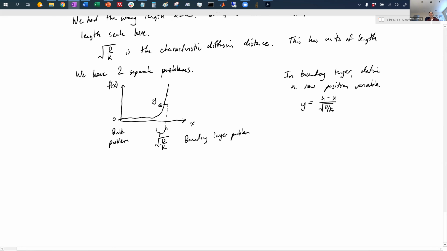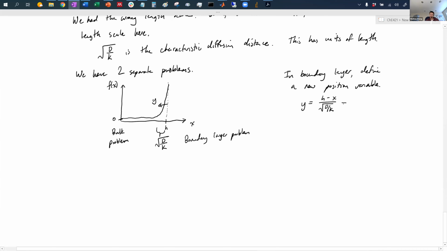You guys see what I did there? When x is equal to h, y is equal to 0. And I'm non-dimensionalizing this h minus x here versus using my length scale here. In terms of the variables that I've already introduced earlier, this is fairly easy.